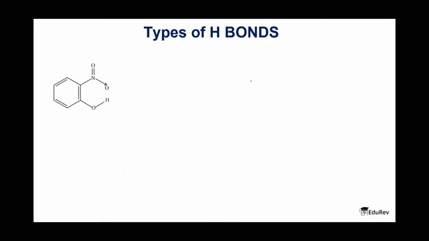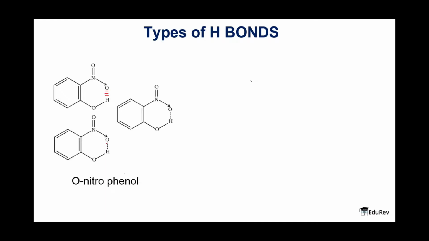Next, we have types of hydrogen bonding. This is an example of orthonitrophenol. Here we see a capability of hydrogen bonding between oxygen and hydrogen. If you look carefully, you can see that this hydrogen bond exists between oxygen and hydrogen of the same molecule, right? These kinds of hydrogen bonds are called intramolecular hydrogen bonds.